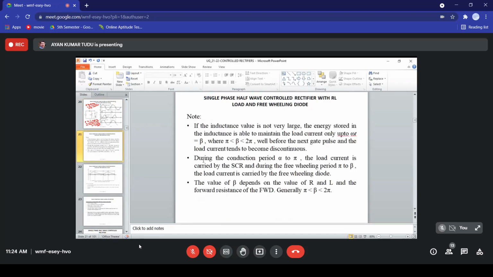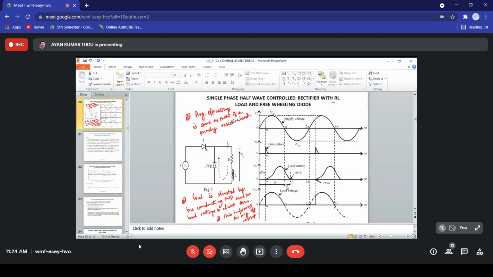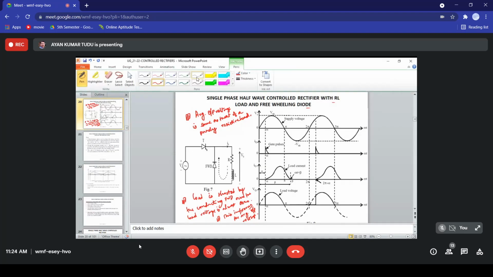So during the conduction period from alpha to pi, the load current is carried by the thyristor, and during the freewheeling period from pi to beta, the load current is carried by the freewheeling diode.